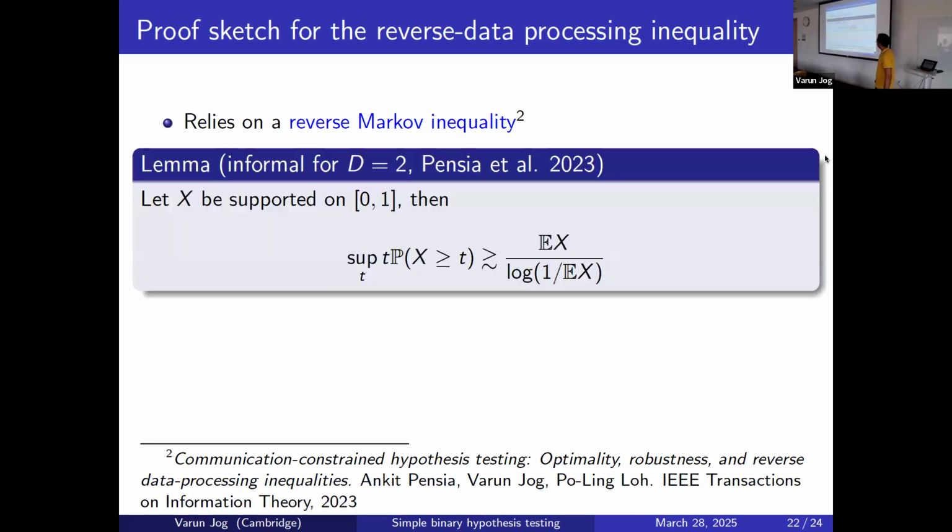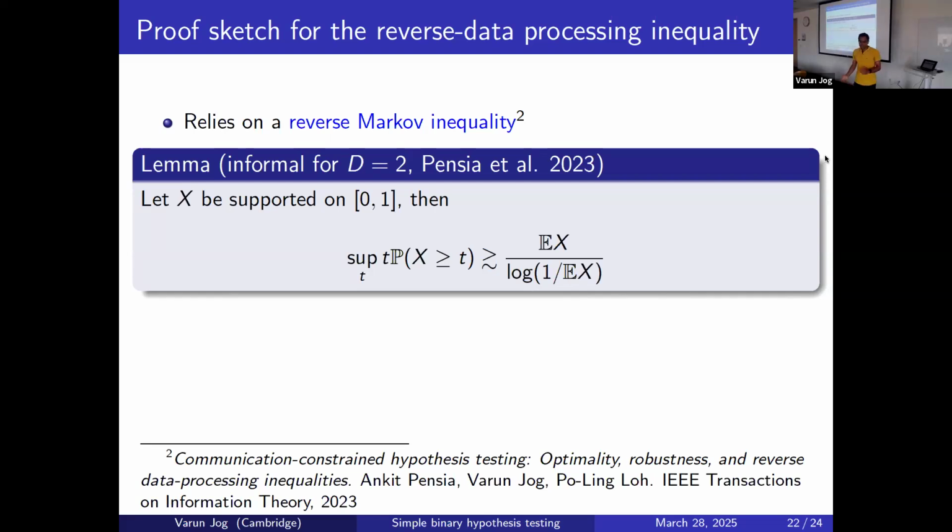This is a reverse Markov inequality. If you forget the supremum for now, then t times the probability that X is greater than t is always less than E of X. Usually this inequality holds in the reverse direction with no log terms and no supremum. I mean, it holds for all t.